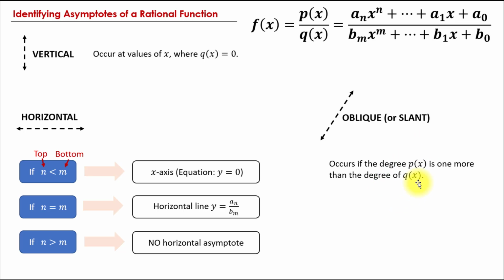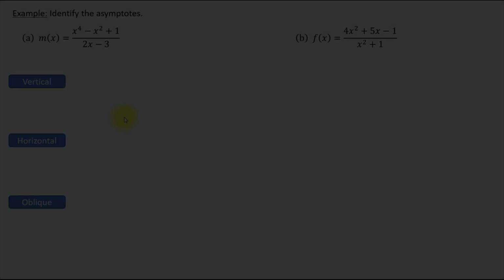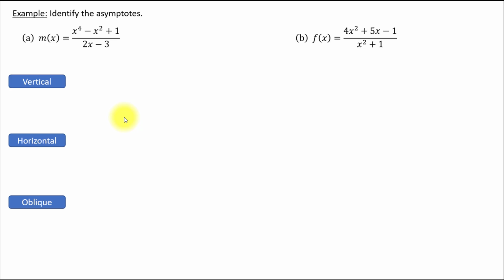And finally, the oblique or slant asymptote. It occurs if the degree of the numerator is exactly one more than the degree of the denominator. In this case, to find the equation of the asymptote, we need to divide the polynomial from the numerator by the polynomial from the denominator. And as the result, we're going to obtain a linear equation that defines the oblique or slant asymptote. Let's use this to help us identify asymptotes for the next four functions. For each function, we're going to check if the corresponding graph has a vertical, horizontal, or oblique asymptote.